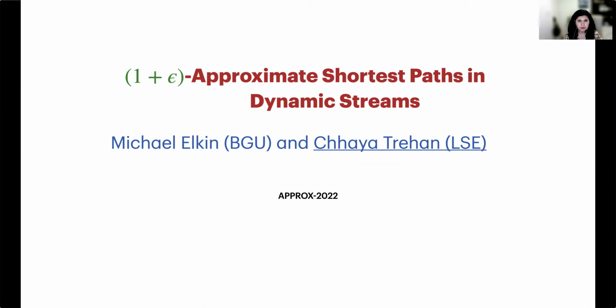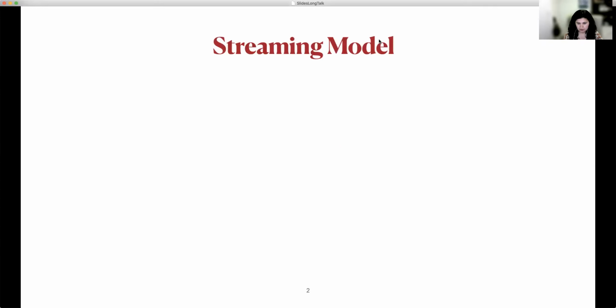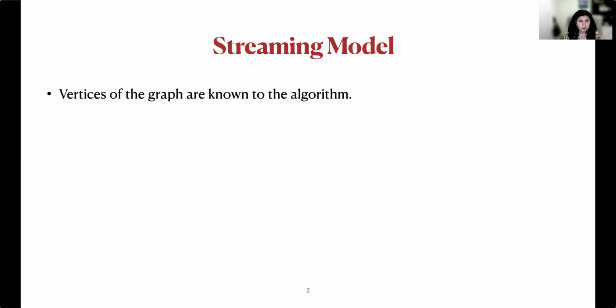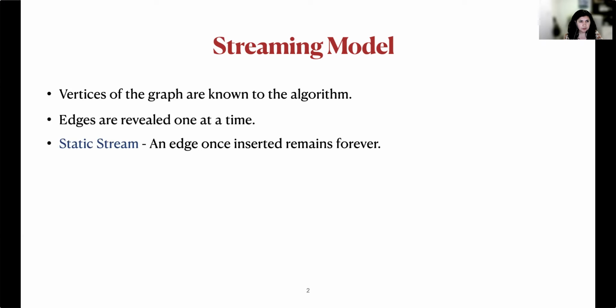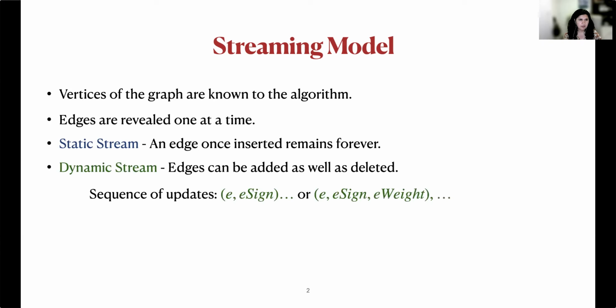A lot of research has gone into solving this problem in various models of computation, such as sequential, distributed, parallel, and streaming. In this work, we focus on the streaming model of computation. In the streaming model, the vertices of the graph are known to the algorithm and edges are revealed one at a time. And if the stream is static, an edge can only be added into the graph, and once inserted, an edge remains in the graph forever.